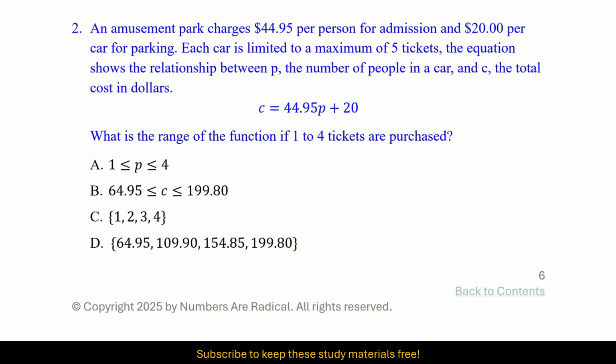Number 2, an amusement park charges $44.95 per person for admission and $20 per car for parking. Each car is limited to a maximum of 5 tickets. The equation shows a relationship between P, the number of people in the car, and C, the total cost in dollars. And the equation is given: C equals 44.95P plus 20. Which is the range of the situation if 1 to 4 tickets are purchased?